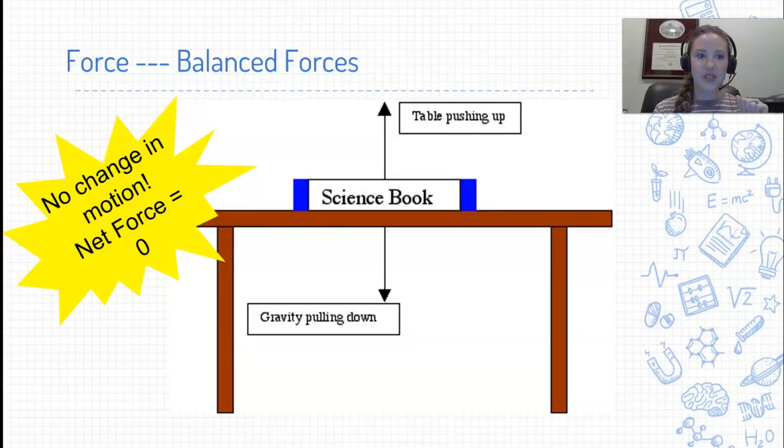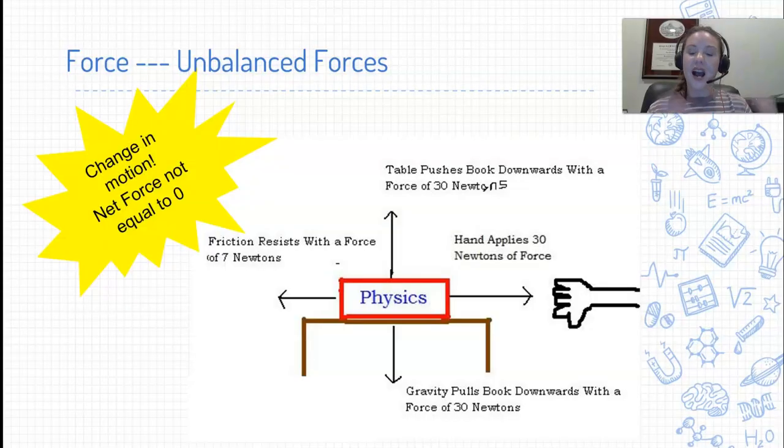So more about balanced forces. Remember, if there's no change in motion, the net force is 0. So if gravity is pulling a book down and the table is having a force on that book as well, pushing it up, and that book is just sitting on the table still, it is a balanced force. Okay, unbalanced forces happen when someone starts trying to push on that book. So if the hand applies 30 newtons of force on the book, it'll push it right off the table.